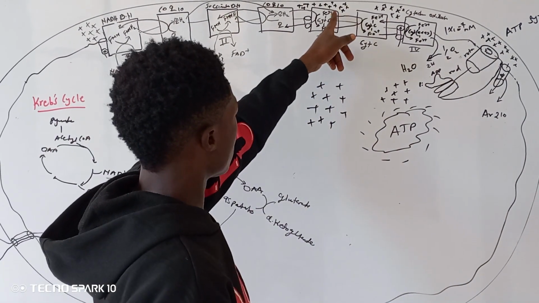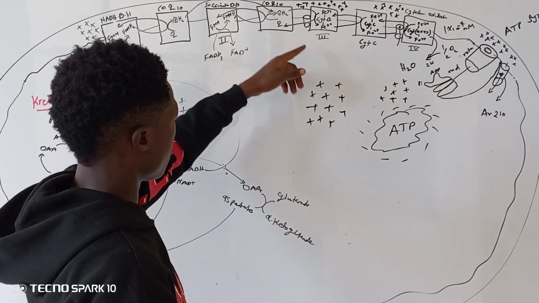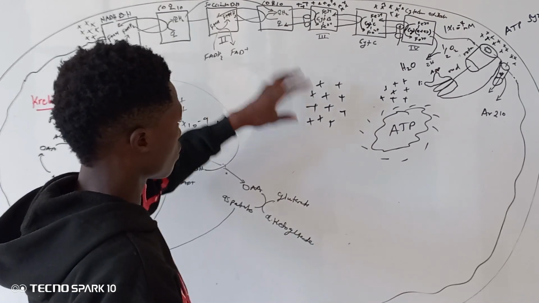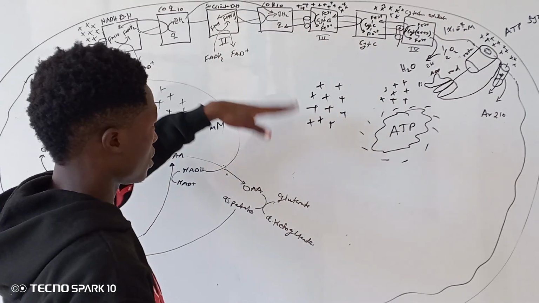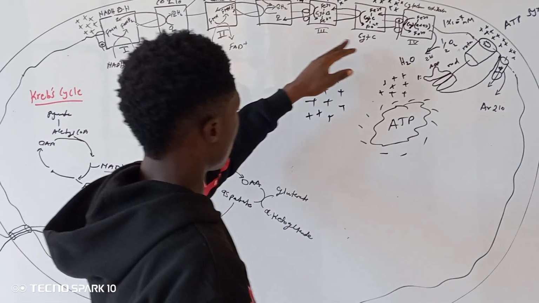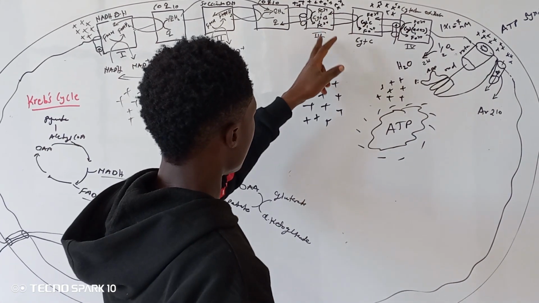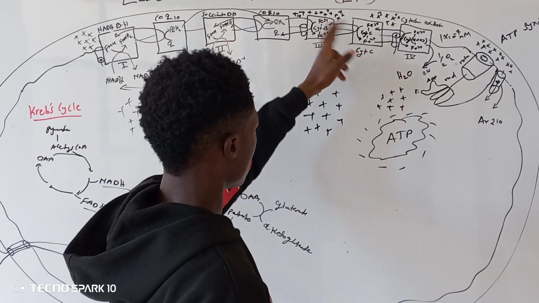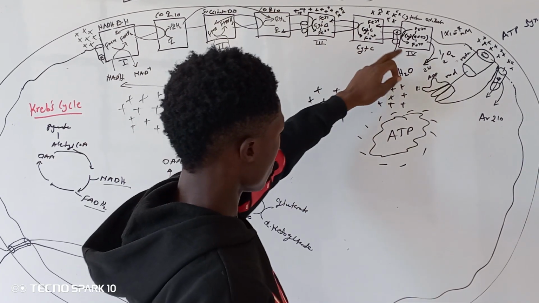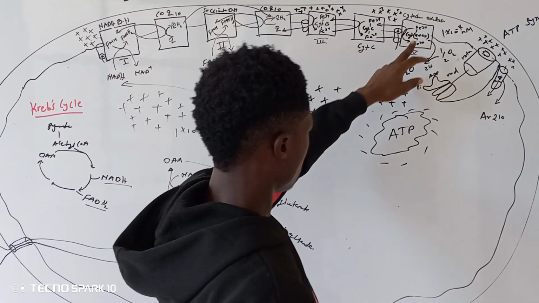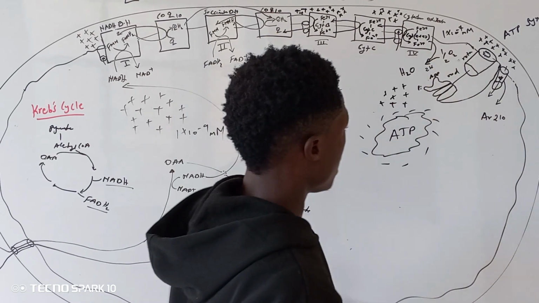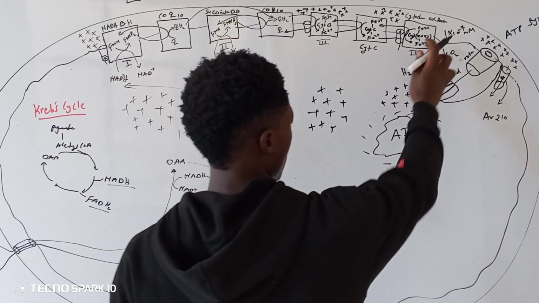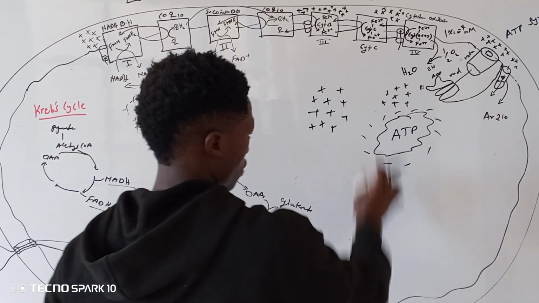Complex 3 has iron 3 and iron 2; it's called cytochrome B. It also pumps the protons from inside the matrix into the intermembrane space. Then the electrons are passed over to cytochrome C. Iron 3 takes the electrons and passes them to complex 4, which takes the electrons and is converted to iron 2. Then the last electron acceptor, which is oxygen, accepts the electrons, combining with the protons to form water.